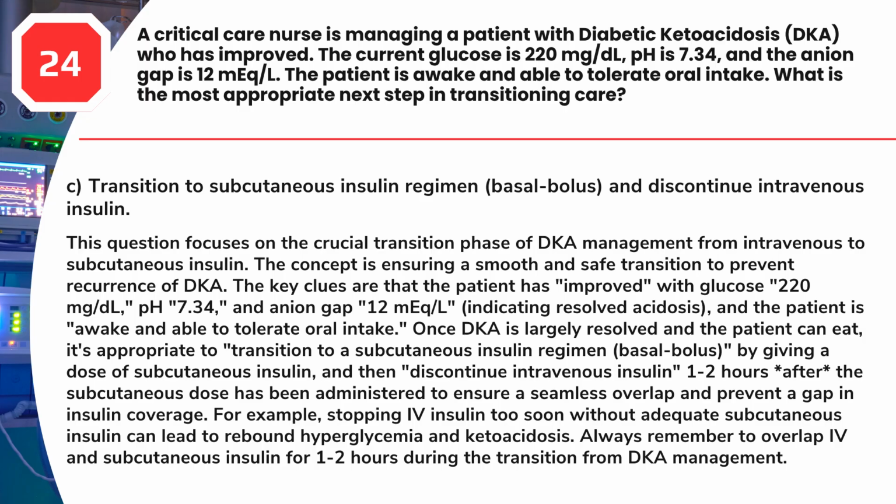Once DKA is largely resolved and the patient can eat, it's appropriate to transition to a subcutaneous insulin regimen, basal bolus, by giving a dose of subcutaneous insulin, and then discontinuing intravenous insulin 1 to 2 hours after the subcutaneous dose has been administered to ensure a seamless overlap and prevent a gap in insulin coverage. For example, stopping IV insulin too soon without adequate subcutaneous insulin can lead to rebound hyperglycemia and ketoacidosis. Always remember to overlap IV and subcutaneous insulin for 1 to 2 hours during the transition from DKA management.